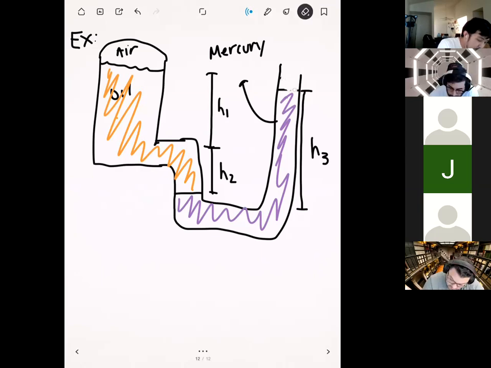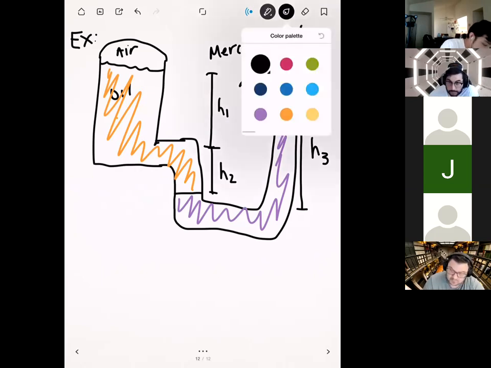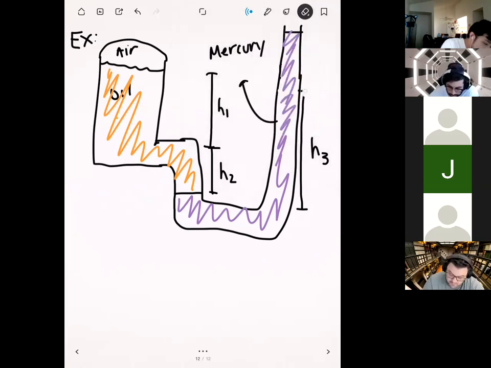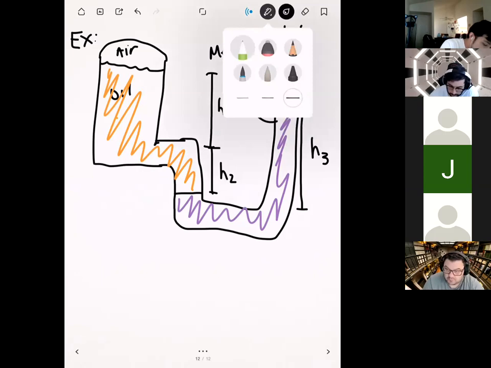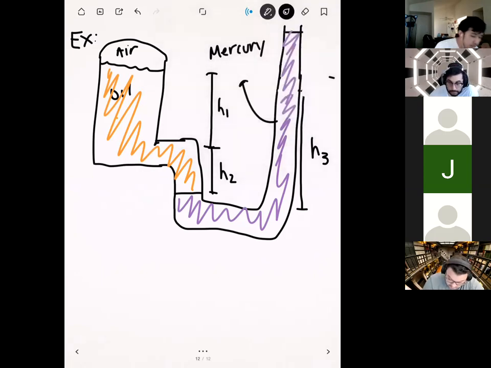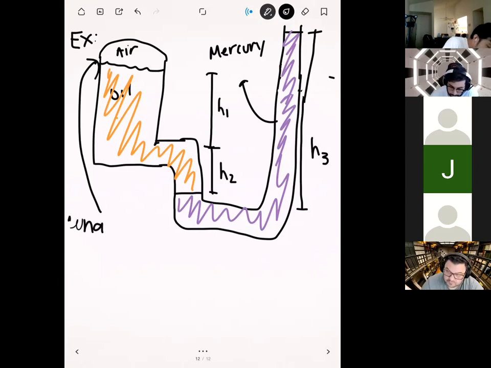So just to make this a bit more clear, let me make this a little bit taller. And so this height up here is H3. That's just to emphasize that H3 is different from H1 plus H2. And what we're interested in here is we want to see what the pressure is at the oil and air interface.